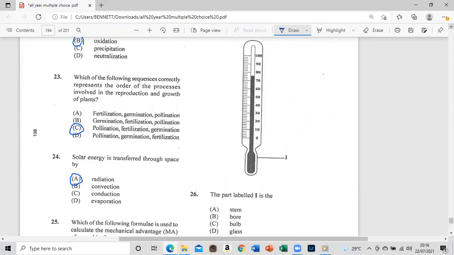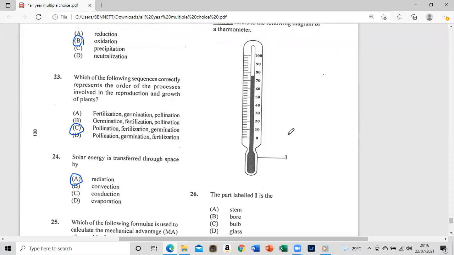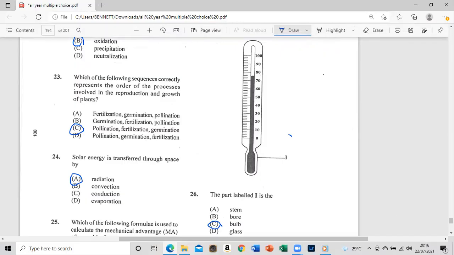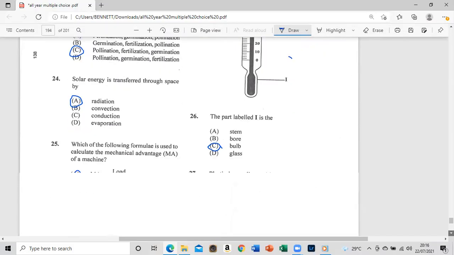And everyone should know this diagram from the lab. It says the part labeled 1, which is right here, is it the stem, the bore, the bulb, or the glass? And 26 is C. That's the bulb. Guys, these are things that you would have gotten in notes and would have studied and known over a period of time.